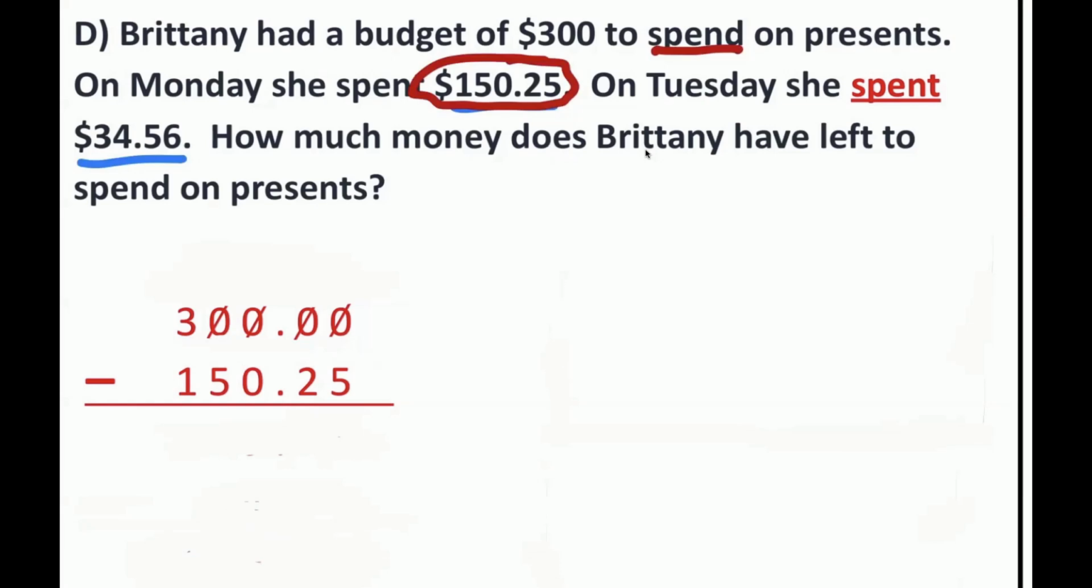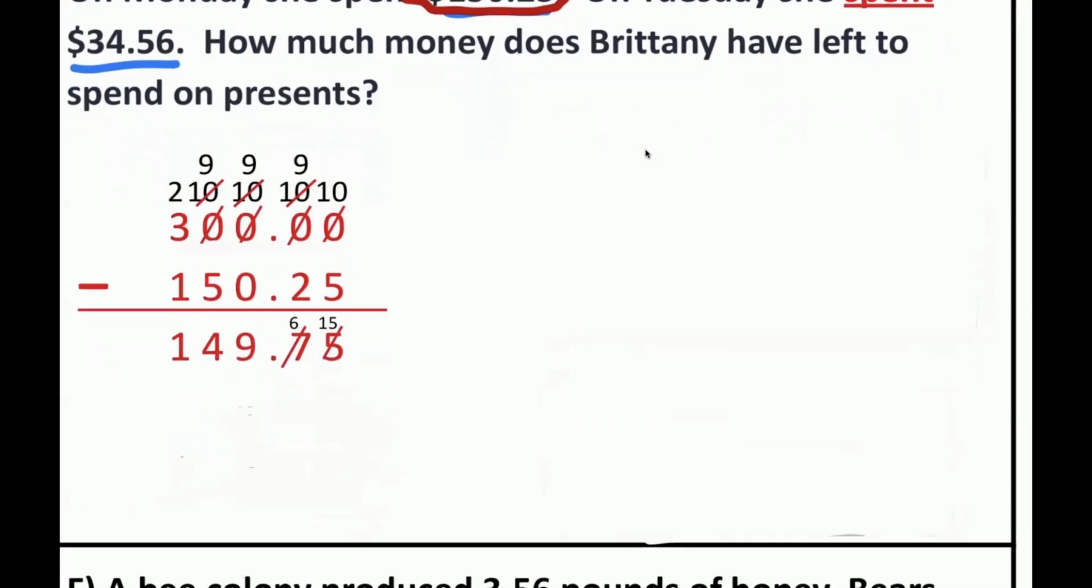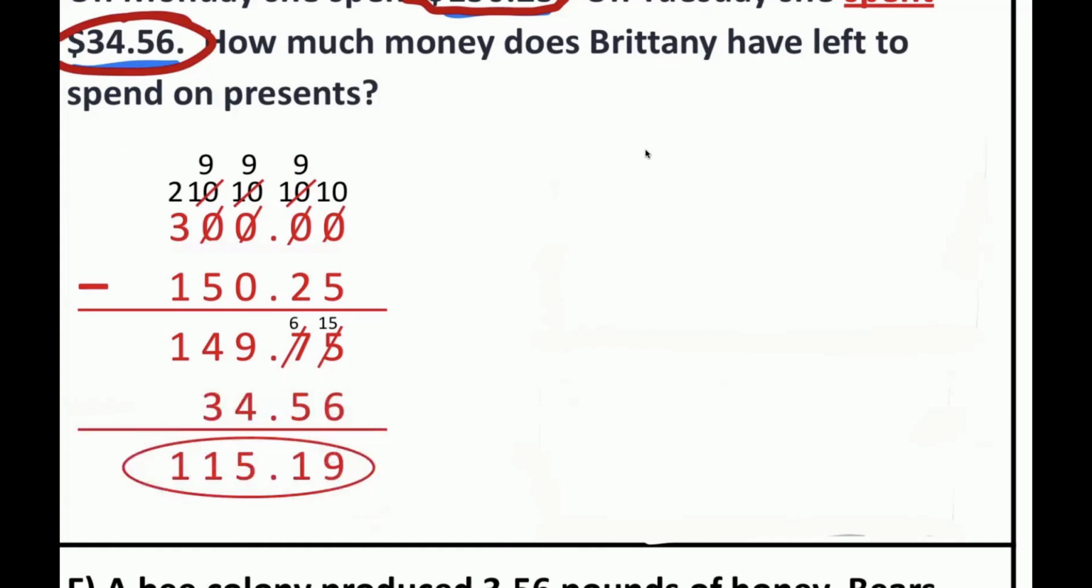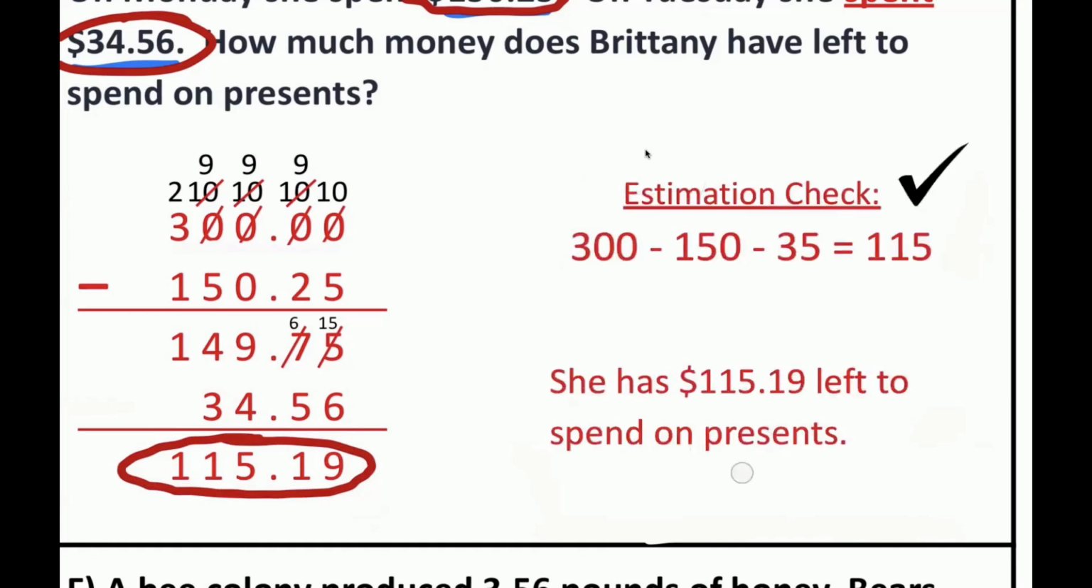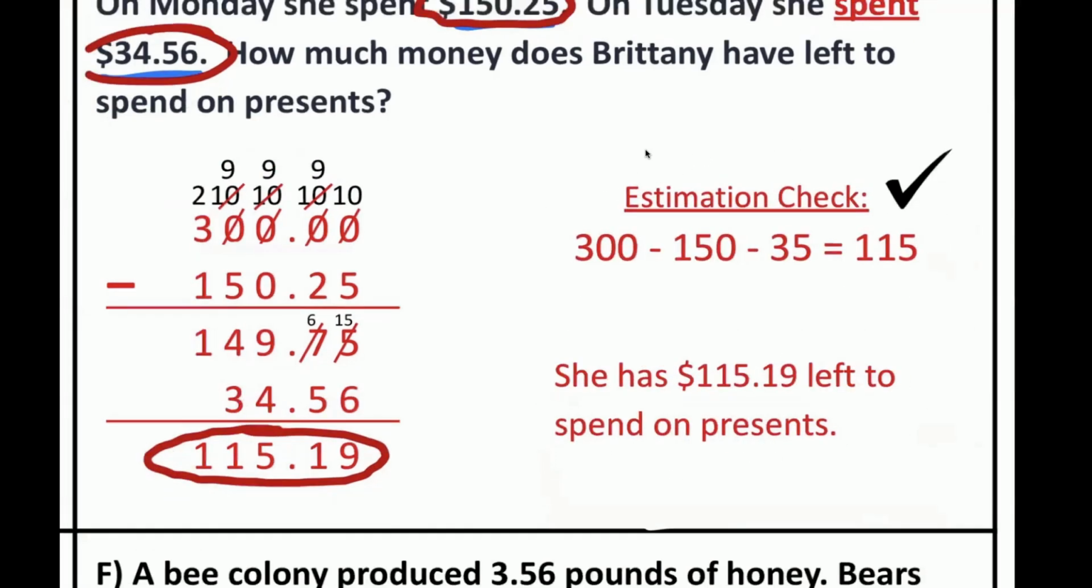And so when you did that, here's what you should have gotten: 149.75. Then we'll subtract 34.56 because she spent that on Tuesday. And here's what you should have gotten after you subtracted 34.56. So this is our final answer using the standard algorithm. Now the directions also said to use estimation to check our work. So make sure you have this piece as well.